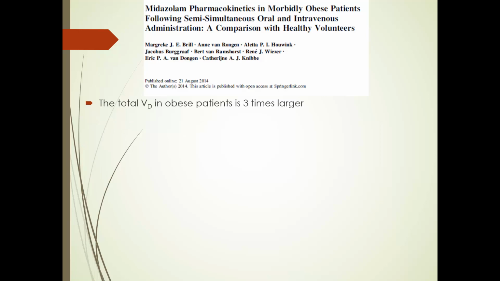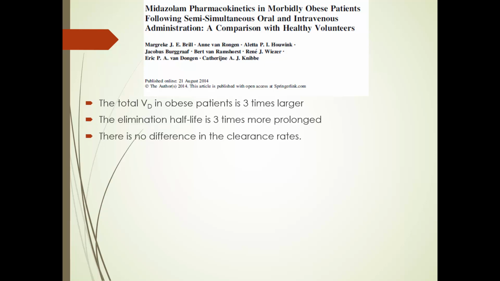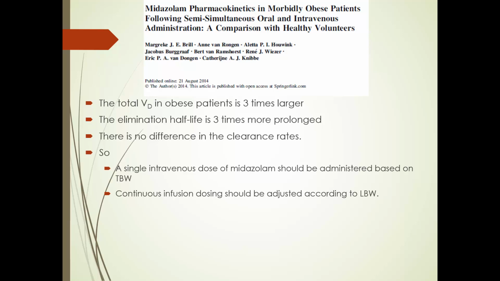For midazolam, the total volume of distribution in obese patients is about 3 times larger, and the elimination half-life is 3 times more prolonged. There's no difference in the clearance rates. So a single IV dose of midazolam should be given based on total body weight, but if you're running an infusion, it should be adjusted according to lean body weight. It has significant potential for accumulation because it's a very fat-soluble drug, and larger initial doses are required to get the same effect. But again, you've got to be careful about the accumulation.